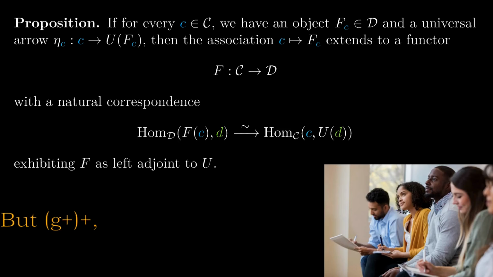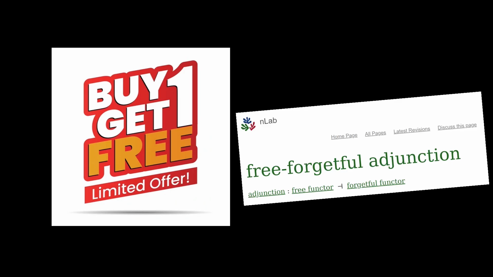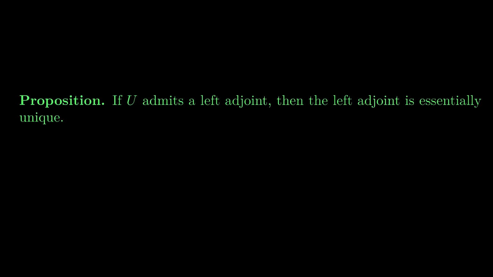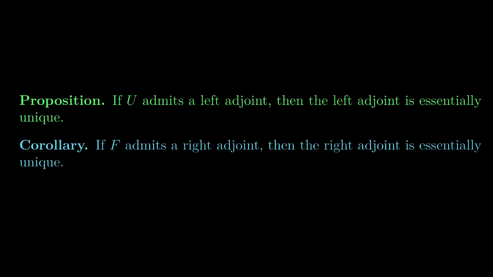But gee, you say. What about the universal property of a limit? As with many categorical results, we're in a buy one get one free situation, though I suppose I showed you the free one first. By simply reversing all arrows, the fact that a left adjoint is completely determined by its right adjoint tells us that a right adjoint is similarly completely determined by its left adjoint.